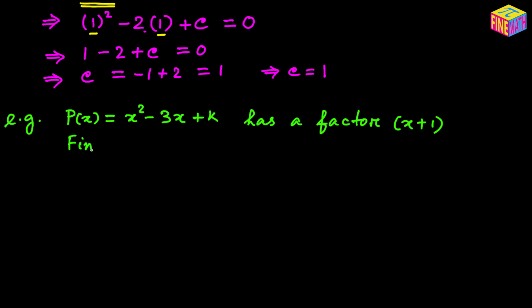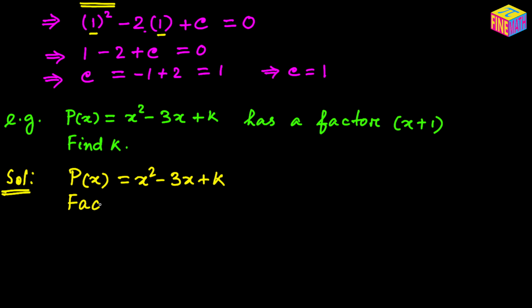The question here is we have to find the value of k, right? So what is provided here? Well, our solution would be, so let's do our solution. We have been given the polynomial which is x squared minus 3x plus k, and one of its factors has been provided as x plus 1.